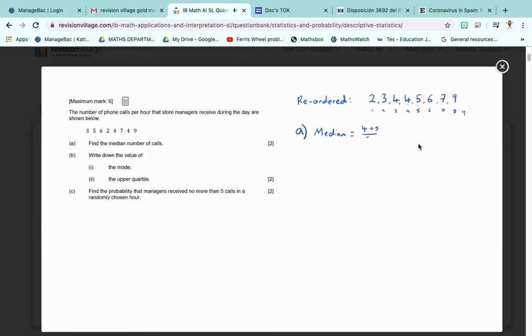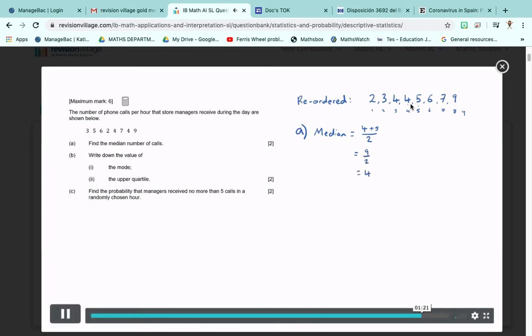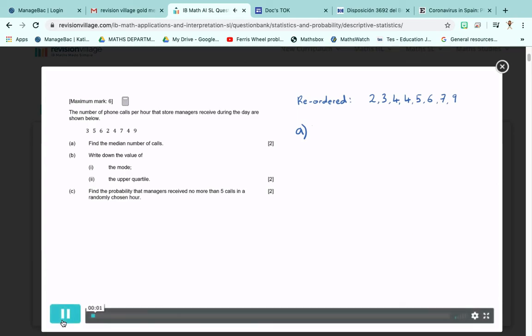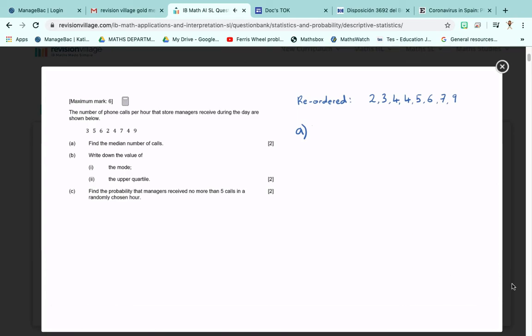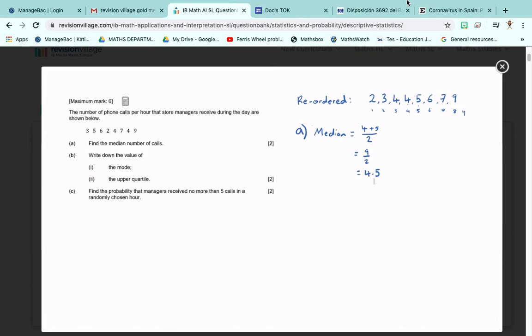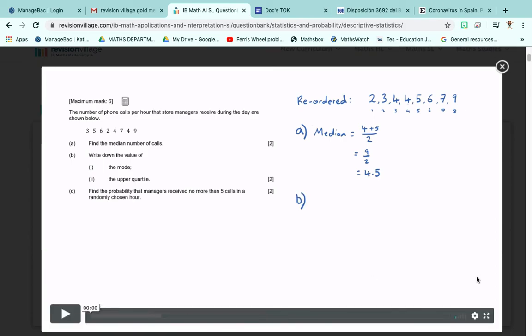Now this is an easy way of doing this. But another way of doing it, if you couldn't work out the number halfway in between 4 and 5, all you would need to do would be to add them together and divide them by 2. And the reason why this is significant is because we're finding the average of 4 and 5. And then continuing with this problem, now we're going to find the mode and the upper quartile.